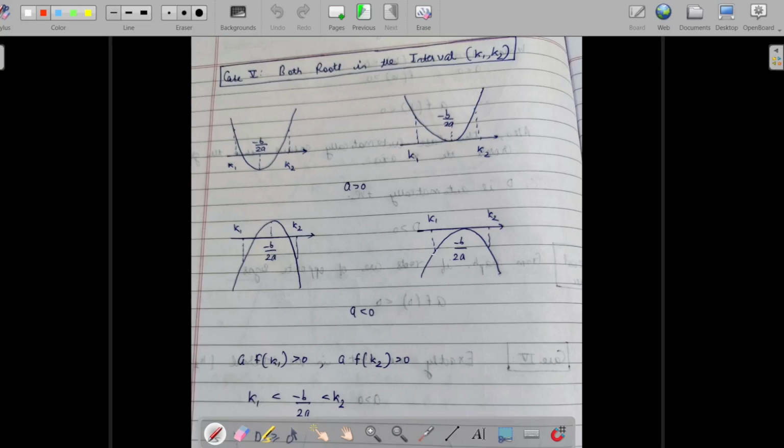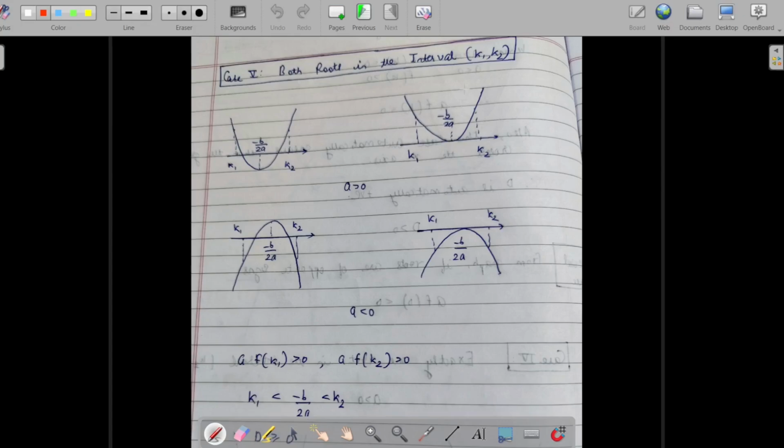Finally, we have the fifth case. For this video, this is the final case, where both roots lie in the interval k1, k2. Four possibilities, which are basically the same, but again, just to visualize it: a is greater than 0, 2 cases, a is less than 0, 2 cases. Now see, when a is greater than 0, f of k1 and f of k2 both have to be positive. That is how the graph is.